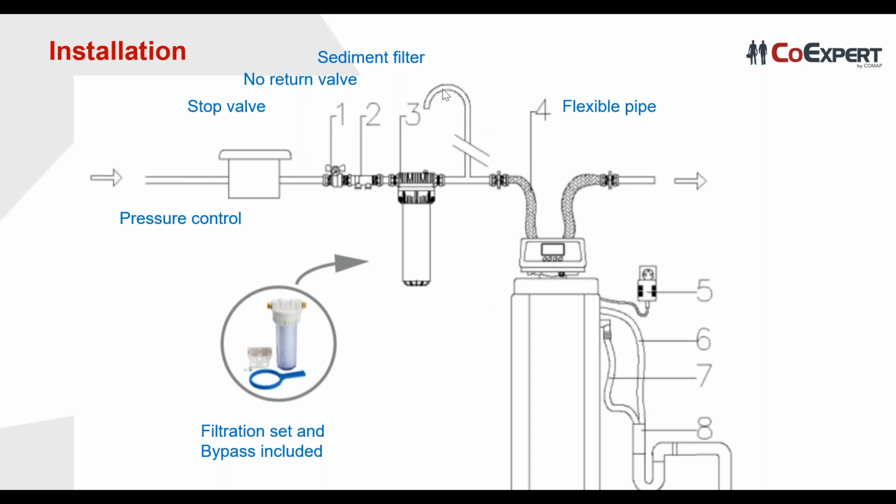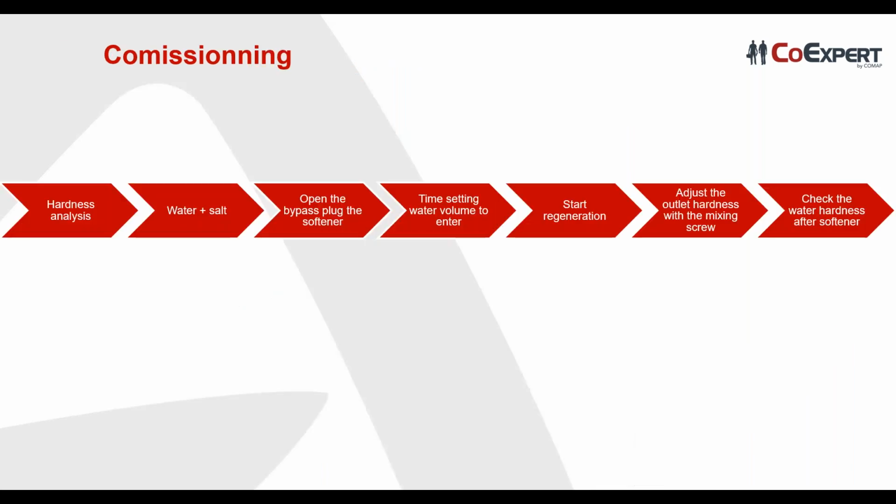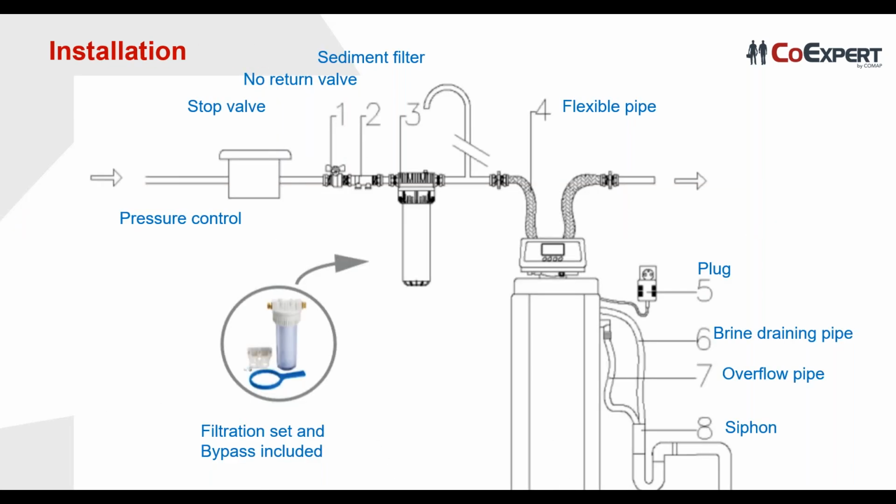It's recommended to have this pipe in order to drink non-softened water. A flexible pipe, so it's better to install the softener and to connect it with flexible pipes because of the mechanical stress on the head, to avoid that. Of course, a plug, 2 draining pipes. One is for the salt tank and the salt tank overflow, and the other is for the regeneration, and siphon. Okay, so that's for the installation.